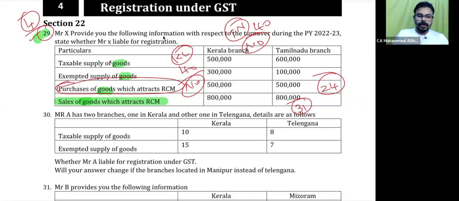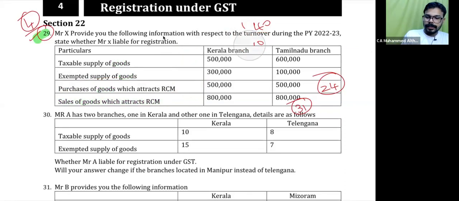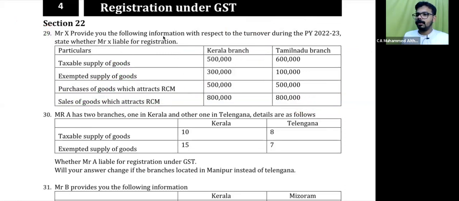Clear? So here in section 22, I'm not liable. Why not liable? Because aggregate turnover does not exceed 40 lakhs in both the states. But also you have to quote as per section 24, since they purchase goods on which RCM is attracted, they are compulsorily liable under section 24. That also you have to quote. Clear? So the fourth question is done.